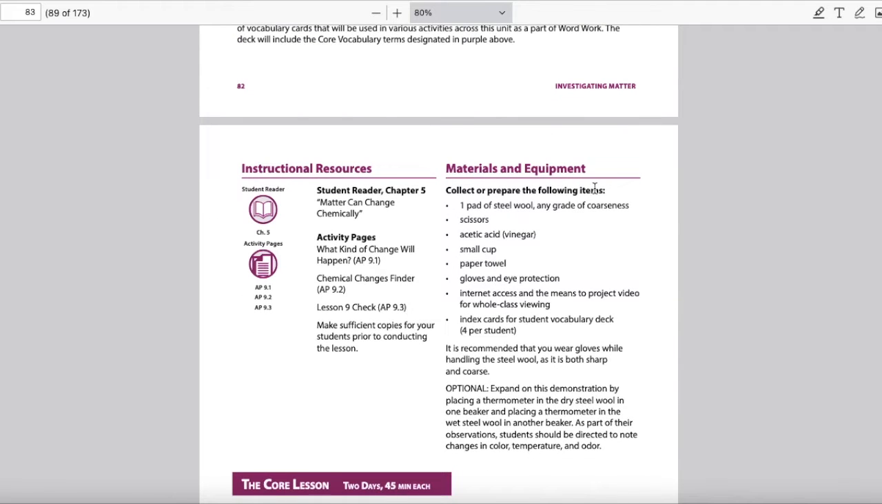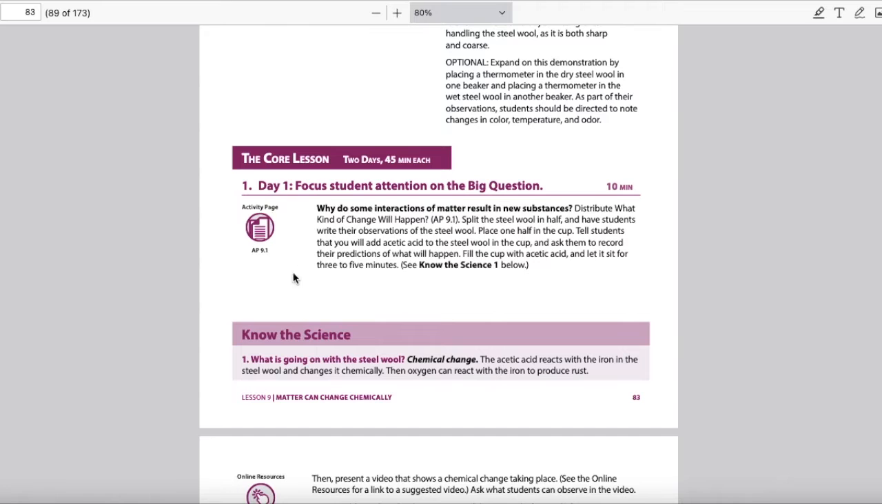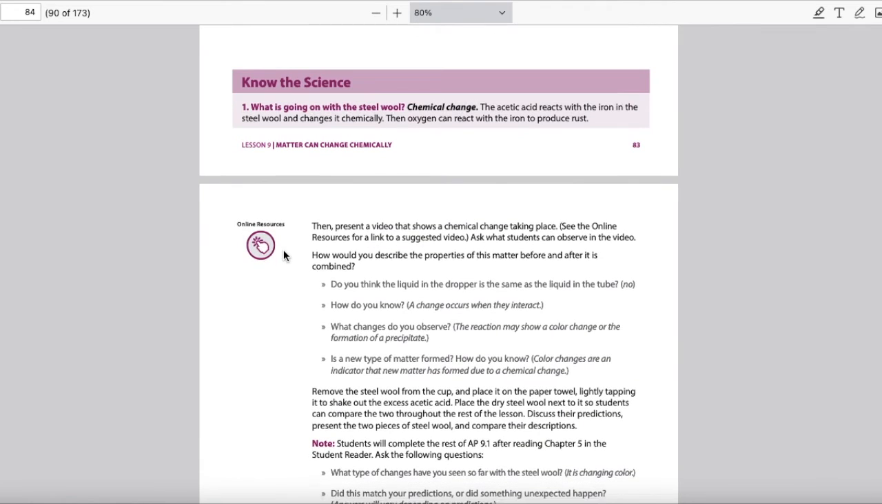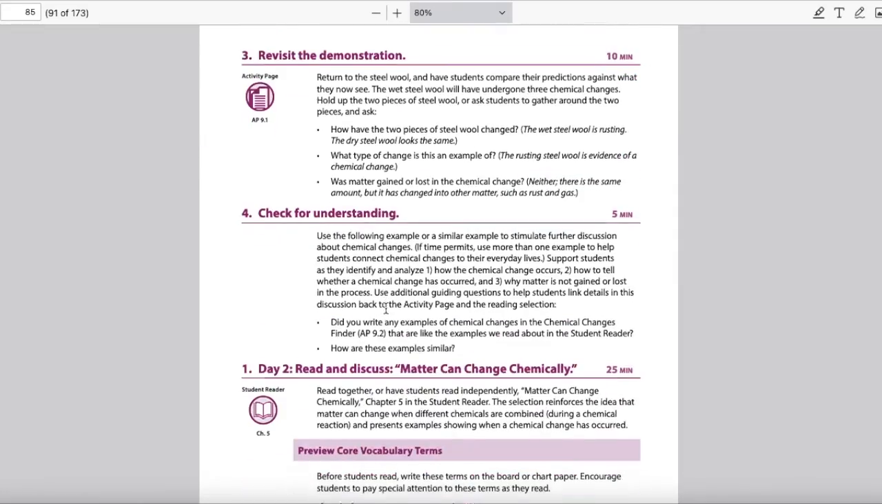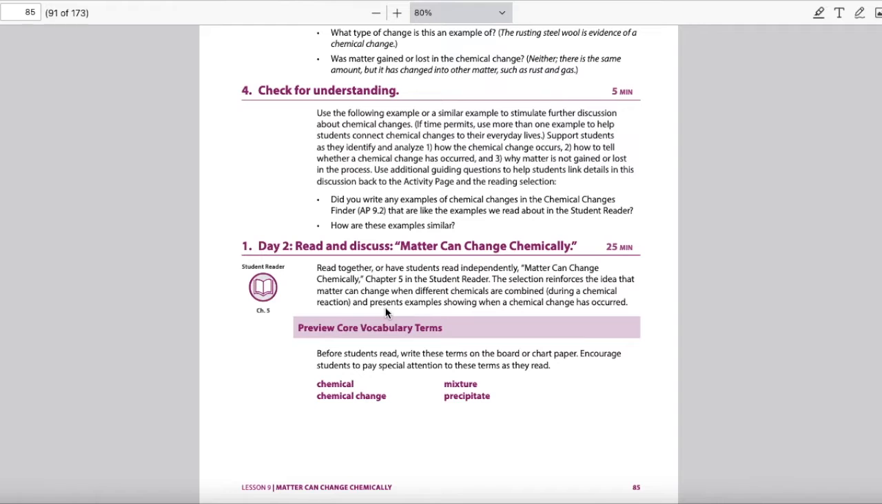But same setup. It's going to tell you to collect or prepare these items to have on hand. It's going to tell you what printout you're going to need, what activity page, online resources, and it's going to give you a demonstration. And it's going to just walk you through using that activity page as the teacher.